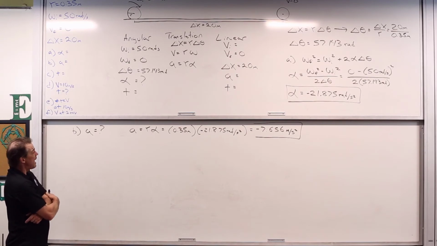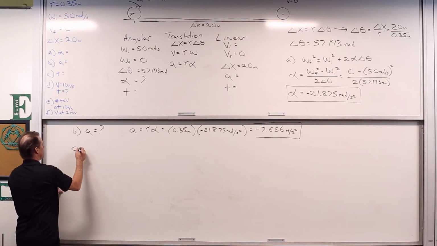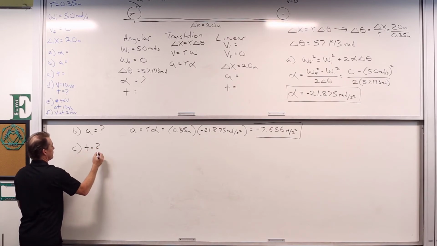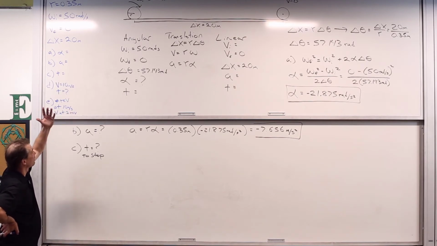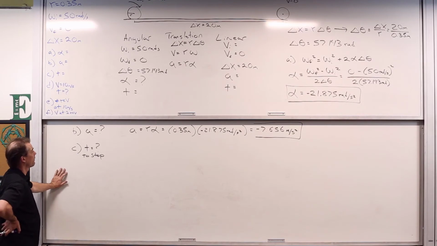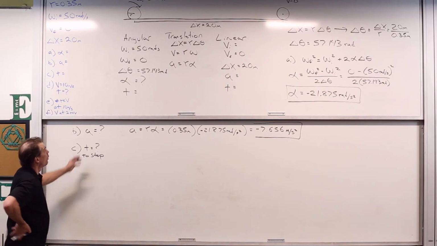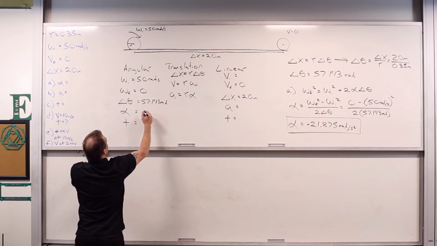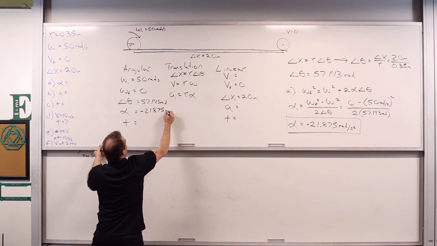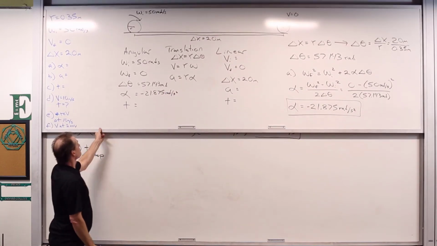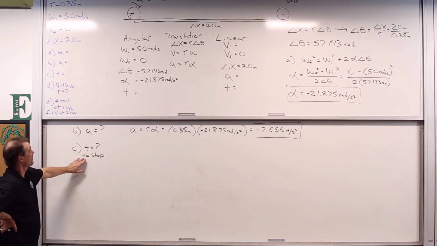Fantastic. What amount of time does it take to stop? Well, at this point, we have a couple different ways that we could go with this, but since we know so much about the angular quantities at this point, let's go ahead and stick with those. So we know that the angular acceleration was a negative 21.875 radians per second squared. So that's good. So let's just go ahead and figure out t from that.